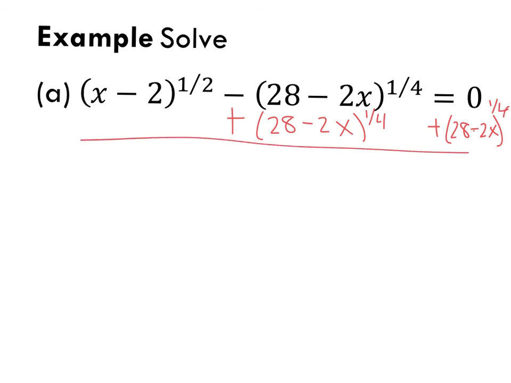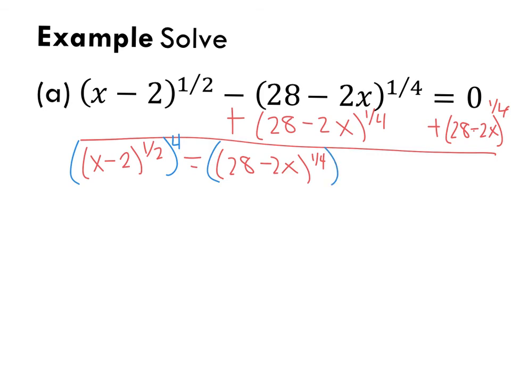Okay? So we'll have x minus 2 to the 1/2 equals 28 minus 2x to the 1/4. Now this one is tricky because most students at this point say they want to square. But if I square both sides, I'm still going to have a 1/2 power on the right-hand side because 1/4 times 2 is 1/2. So what we're really going to do is whichever denominator is greater, that is the power you're going to do to both sides. So I'm actually going to 4th power both sides. So the left side becomes x minus 2 squared, and the right side is just 28 minus 2x.